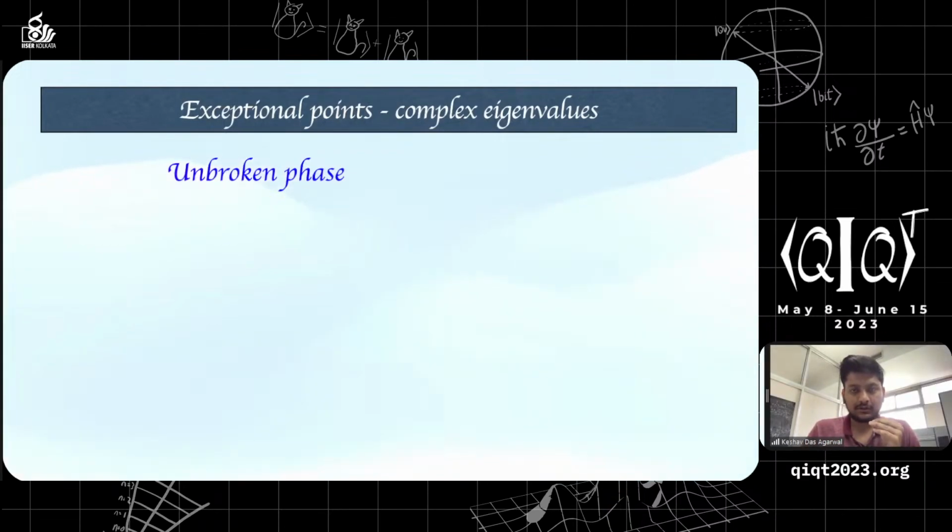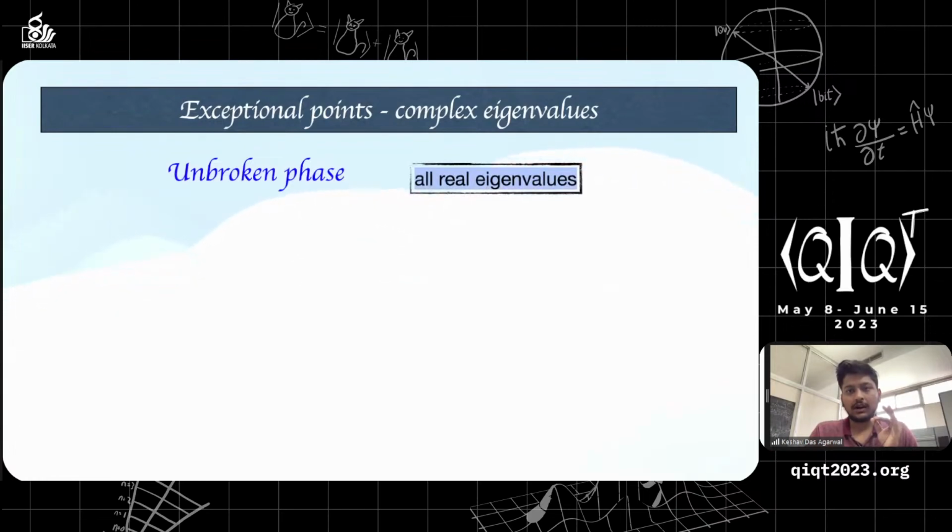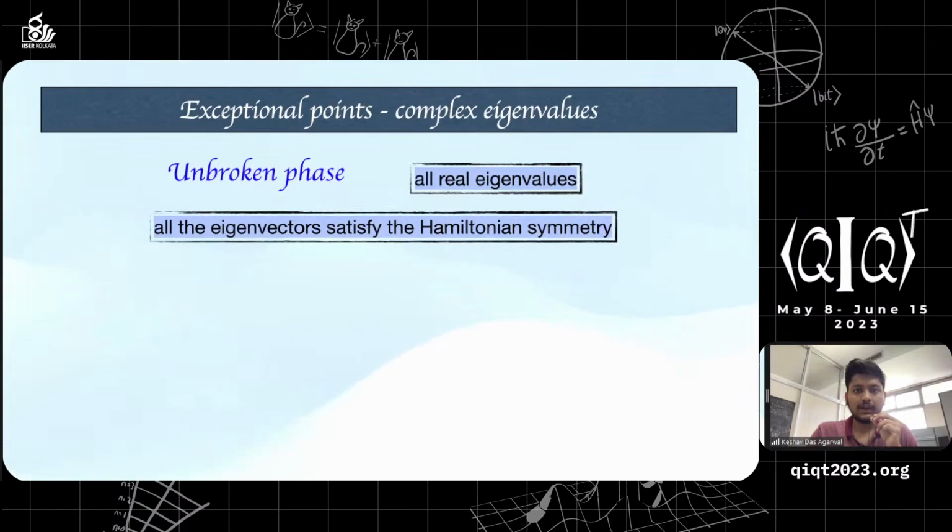So the non-Hermitian Hamiltonian, even though it's non-Hermitian, can have all the eigenvalues real. This is the unbroken phase, because all the eigenvalues are real, and the Hamiltonian can be transformed through a symmetry transformation to a Hermitian Hamiltonian. So this is pseudo-Hermitian. It's not Hermitian, but it can be transformed to a Hermitian Hamiltonian. Also, all the eigenvectors satisfy the Hamiltonian symmetry. That is, if the Hamiltonian has the RT symmetry, the eigenvectors will also have the RT symmetry.